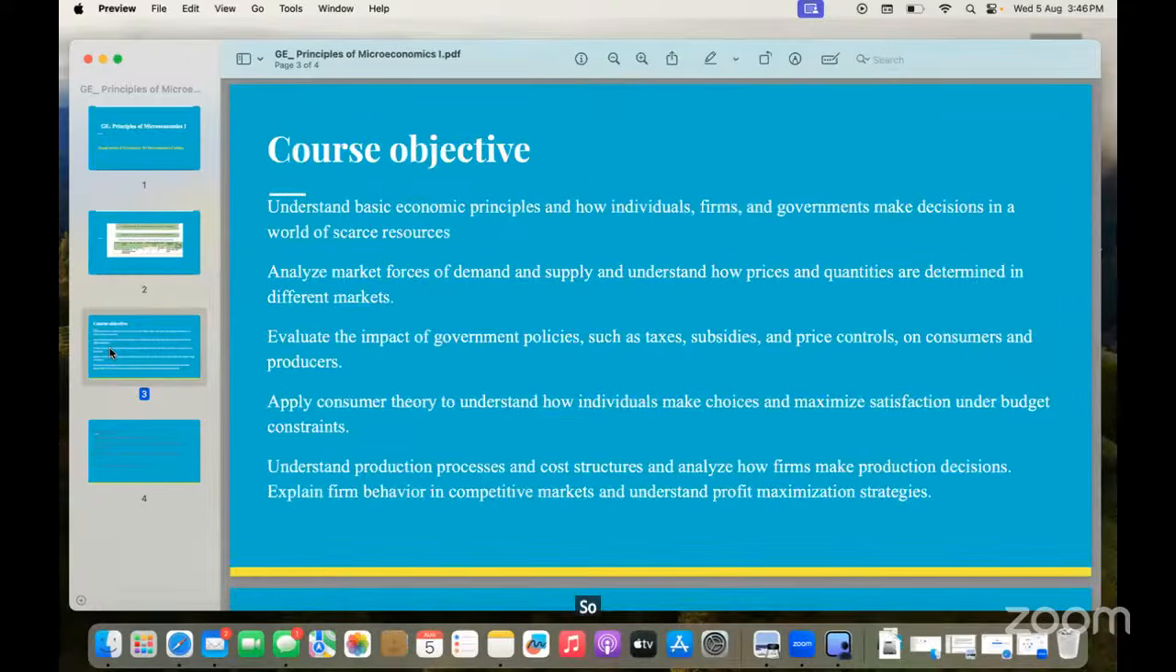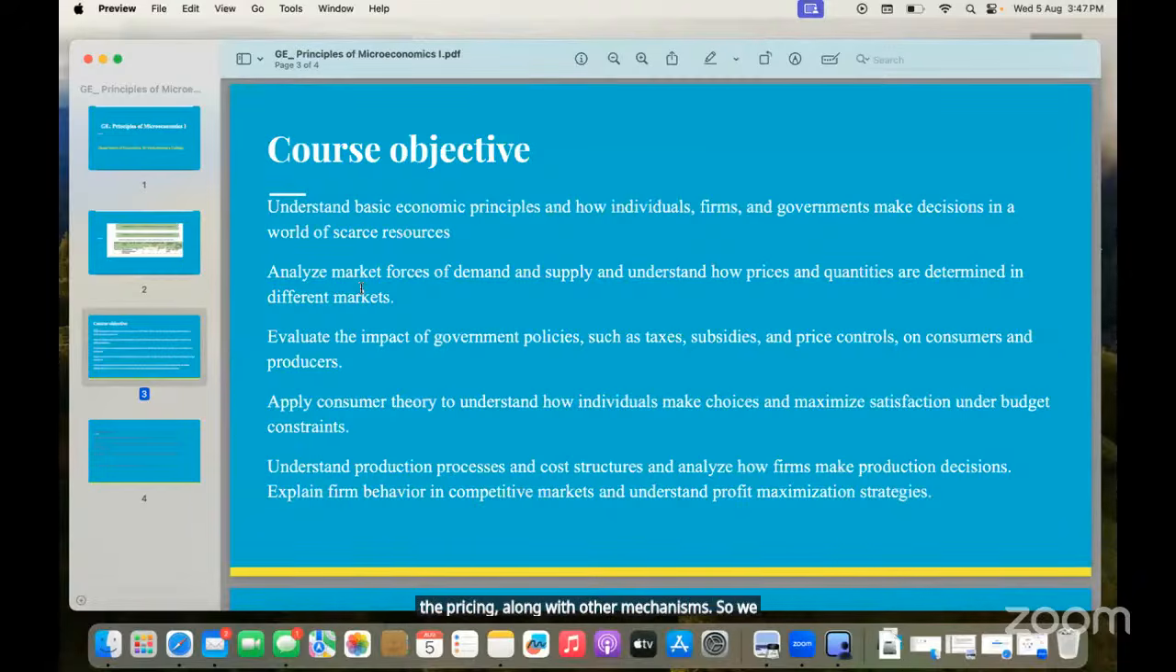So broadly, what you will be learning after this course is to understand the basic economic principles and how individuals, firms or governments make their decisions in a world where there are scarce resources. Microeconomics, as you're aware, is a branch of economics that studies the behavior of individuals, firms, and governments when there are scarce resources. You must have seen that whenever you book a Rapido or an Uber, the prices keep fluctuating. It is dependent on demand and supply, along with other pricing mechanisms.